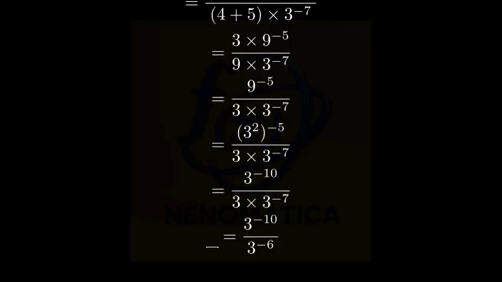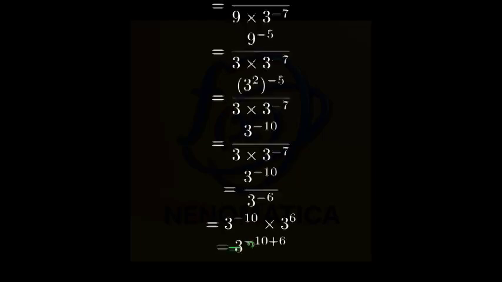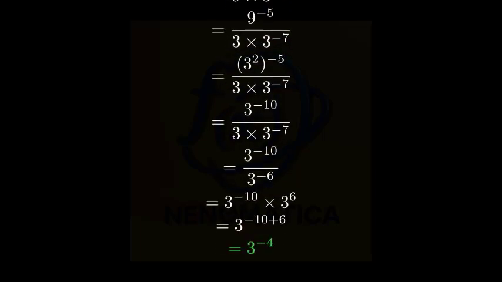Using the law of division with exponents, 3 to the power of negative 10 divided by 3 to the power of negative 6 equals 3 to the power of negative 10 minus negative 6, which is 3 to the power of negative 4.